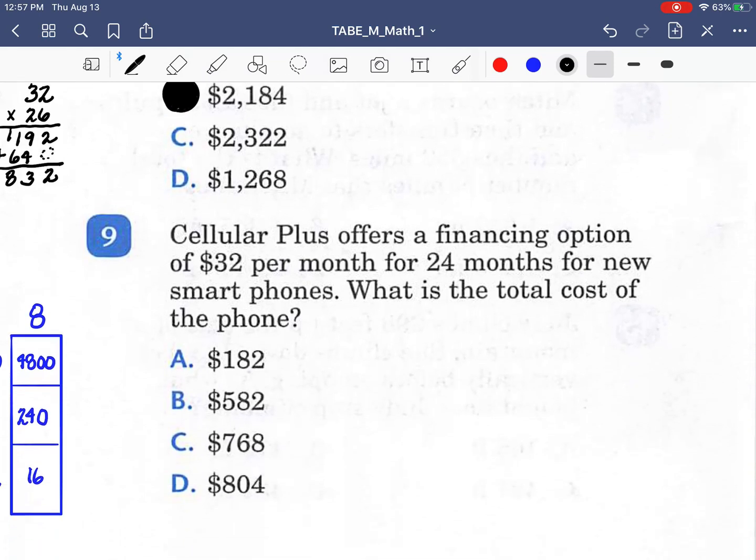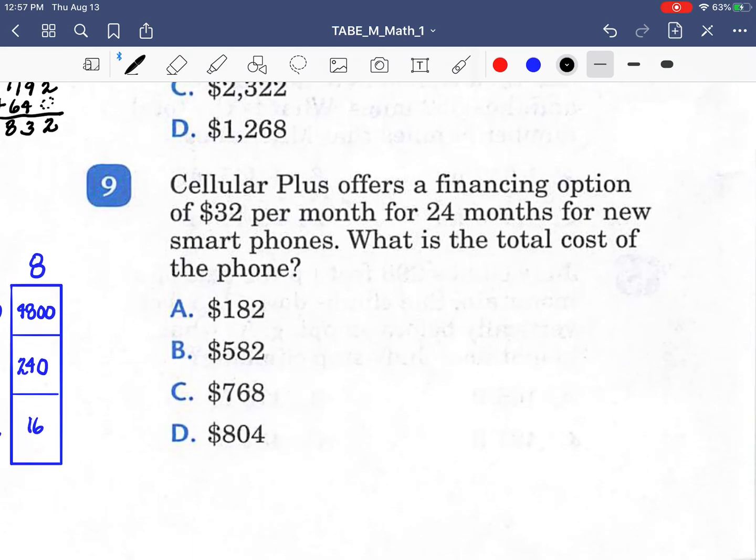Okay, number 9. Cellular Plus offers a financing option of $32 per month for 24 months for new smartphones. What is the total cost of the phone? Well, you can do it the old way. Four twos are 8, 4 threes are 12. Put down a 0 and then start with your 2. 2 twos are 4, 2 threes are 6, and add the partial products.